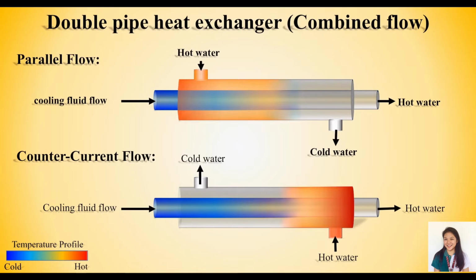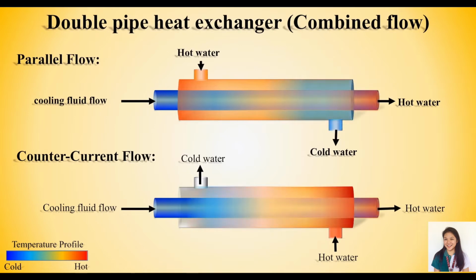There are two flow configurations. The co-current is when the flow of the two streams is in the same direction, and counter-current is when the flow of the streams is in opposite directions.